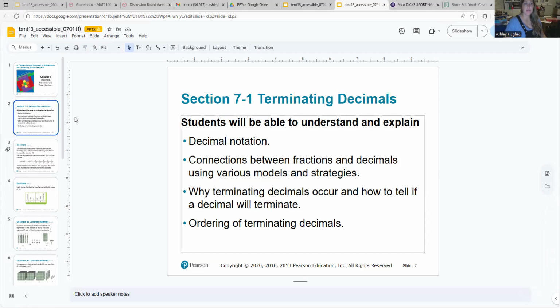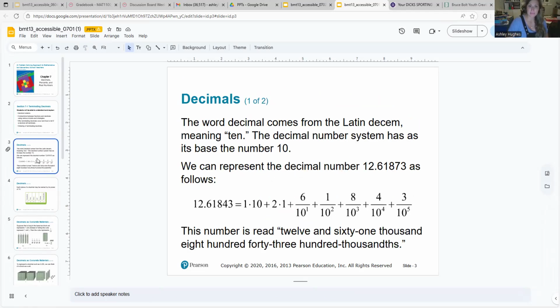All right. So we're talking about decimals. Decimalization, connections between fractions and decimals. Decimal comes from the Latin decim, meaning 10. The decimal number system has its base number 10. So we can represent this number 12.61873 as this.